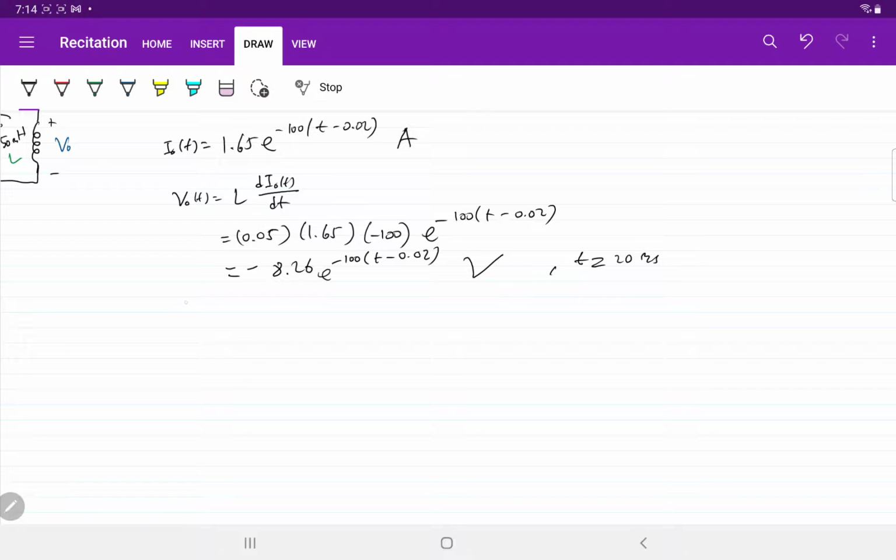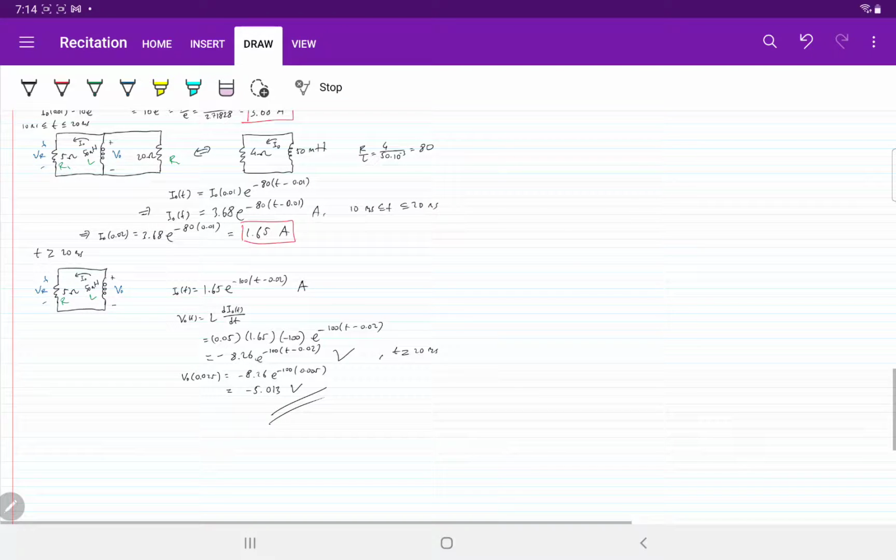But the question is the voltage when t is 25 milliseconds. So V0 at 0.025 is minus 8.26 e to the power minus 100 times (0.025 minus 0.02), which is 0.005, and you can compute this, and it is equal to minus 5.013 volt. Okay, so that is the final answer.